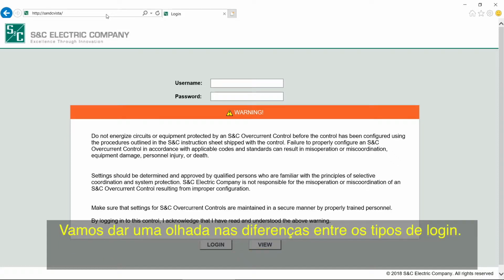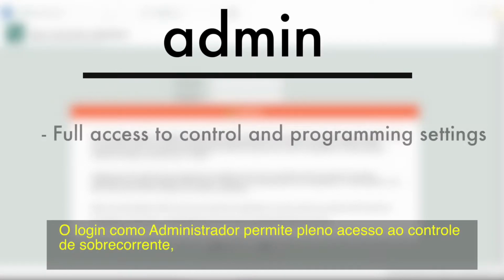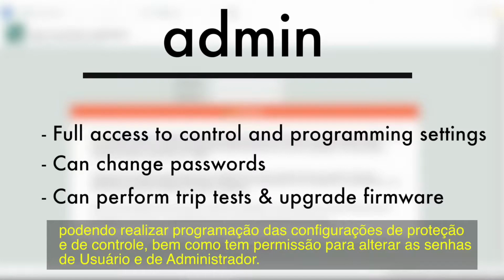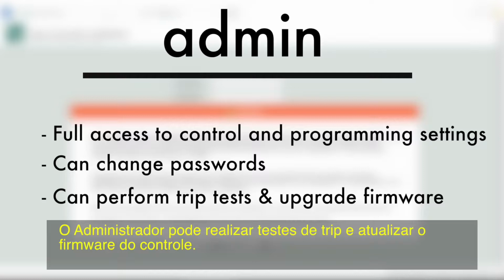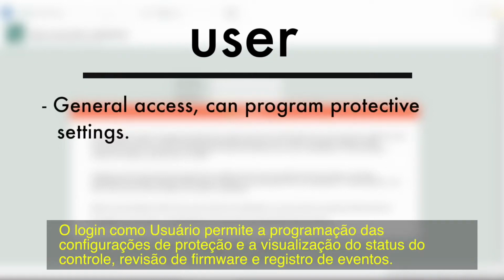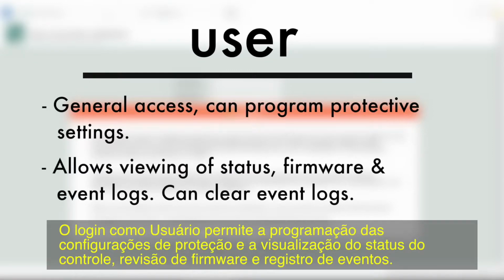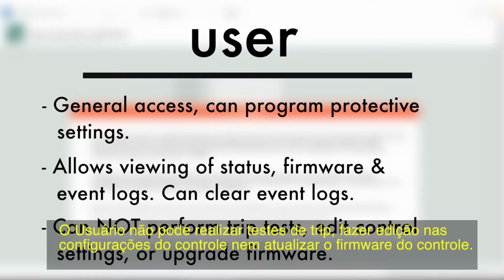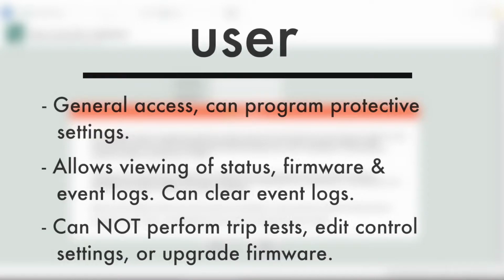Let's look at the differences between each login. The admin login allows the user to have full access to the overcurrent control, allowing programming of the protective settings and the control settings, as well as permission to change both the user and admin passwords. The admin can perform trip tests and upgrade the control's firmware. The user login allows the user to program the protective settings and view the status of the control, firmware revision, and event logs. The user login cannot perform trip tests, edit the control settings, or update the control's firmware.